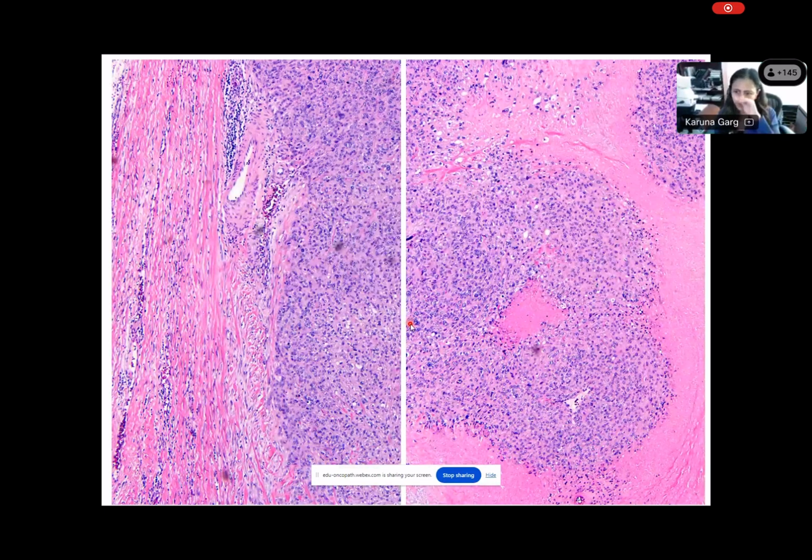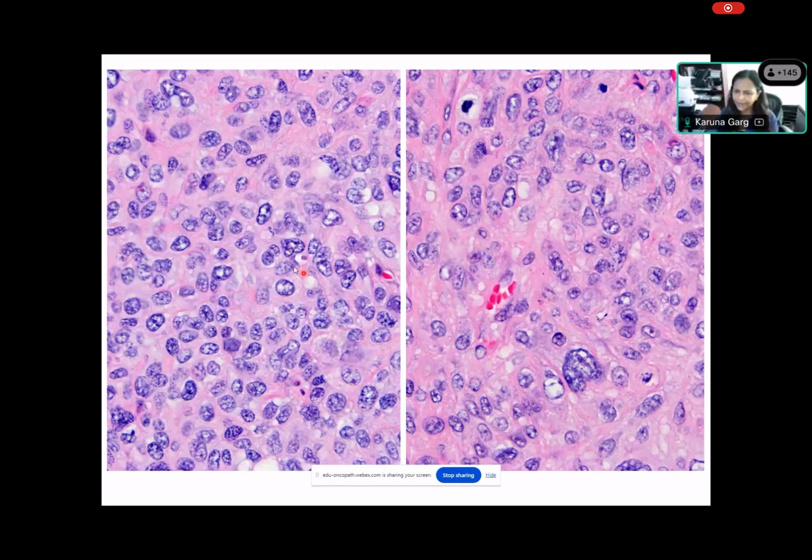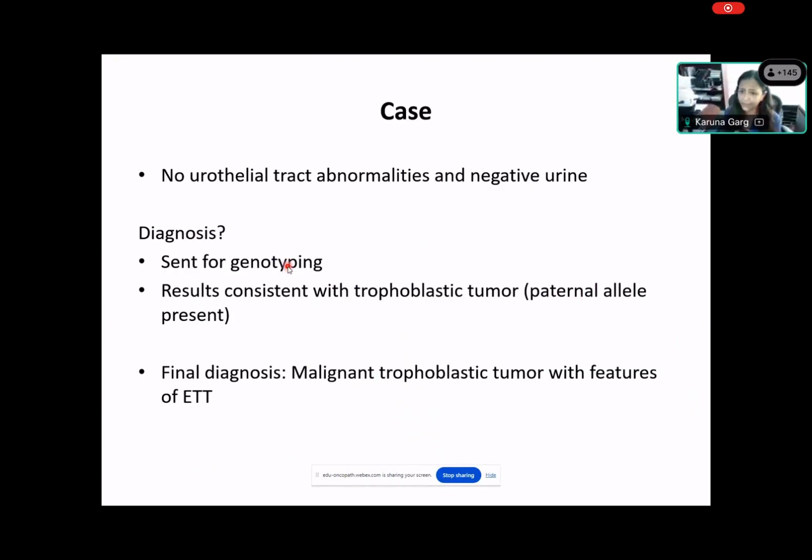This is what the tumor looked like. So this is in the abdominal wall. There were sheets of these mononuclear atypical cells associated with a lot of necrosis. You know, poorly differentiated carcinoma is what we would all be thinking, right? I think I've shown images of this before, so you can guess, I think, where this is going. So no urothelial abnormalities, negative urine.